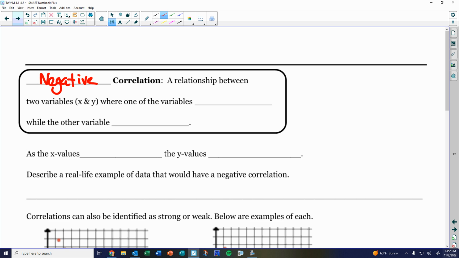So a negative correlation is a relationship between two variables where one of the variables increases while the other variable decreases. So it kind of has a little something in common with inverse, right? Because didn't inverse both do that? Right? That's how you got that curve. As one variable increases, the other one decreases. So as our x values increase, our y values decrease.